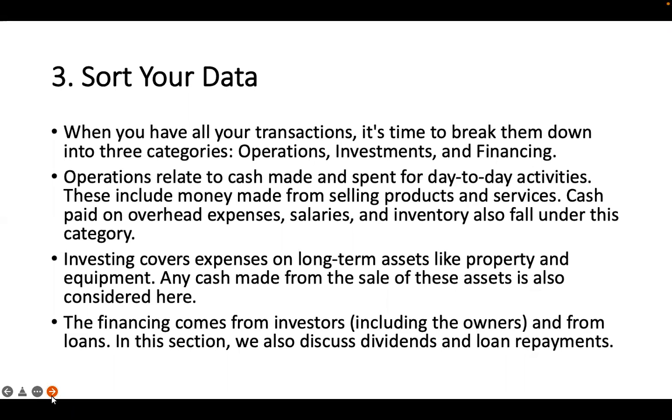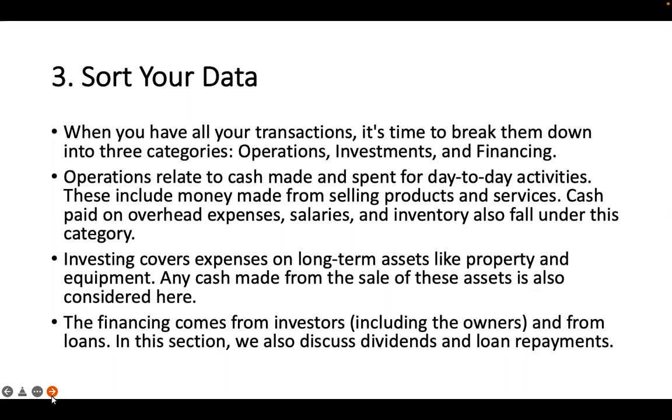Operations relate to cash made and spent for the day-to-day activities. This includes money made from selling products and services, and cash paid on overhead expenses, salaries, and inventory also fall under this category. As the name itself suggests, operations is confined to the day-to-day activities, like any amount of money you are paying or getting. One thing you get money from is selling products and services. For example, if the sale of the day for a company is $1,000, it would come under our operations category, because this is the amount we are getting out of our day-to-day activities.